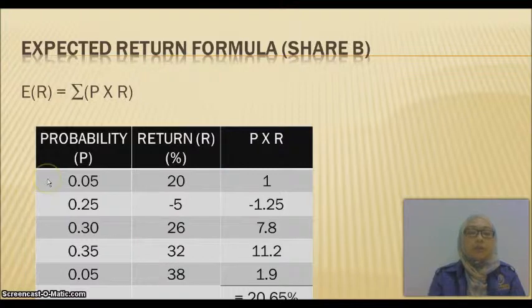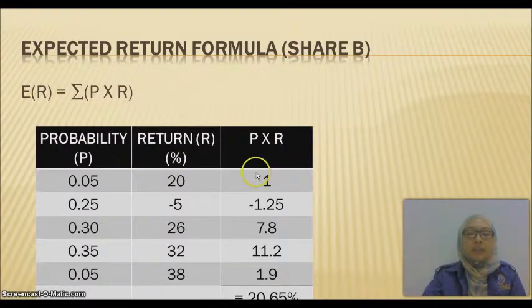For example, you have to calculate 0.05 times 20, you will get 1. 0.25 times negative 5, you will get negative 1.25. 0.30 times 26, you will get 7.8. 0.35 times 32, you get 11.2. 0.05 times 38, you will get 1.9.